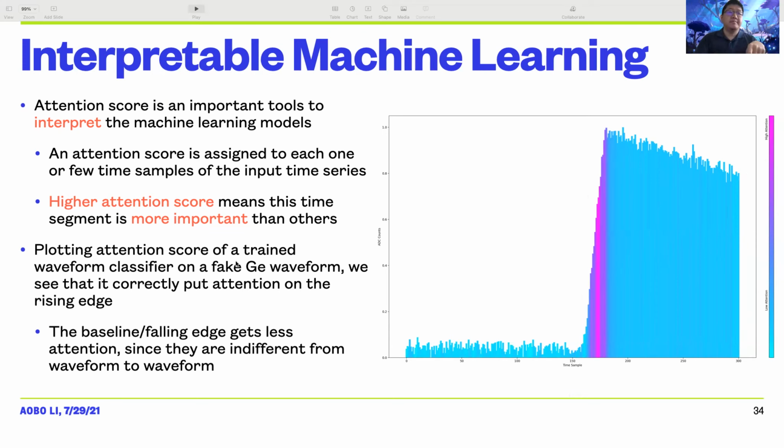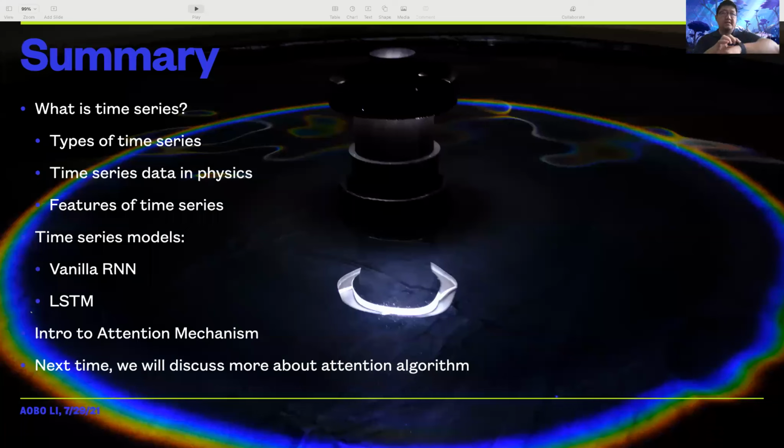Okay, so this is the lecture. In this lecture, we discussed what a time series is, the types of time series, and also the time series data we use in physics. We also discussed the features in a time series. And then we discussed the RNN-based time series models, which are the vanilla recurrent neural network and long short-term memory. And we also gave a brief intro to the attention mechanism. Next time we'll discuss more about attention-based algorithms for time series in time series 2. So that is everything in the lecture.